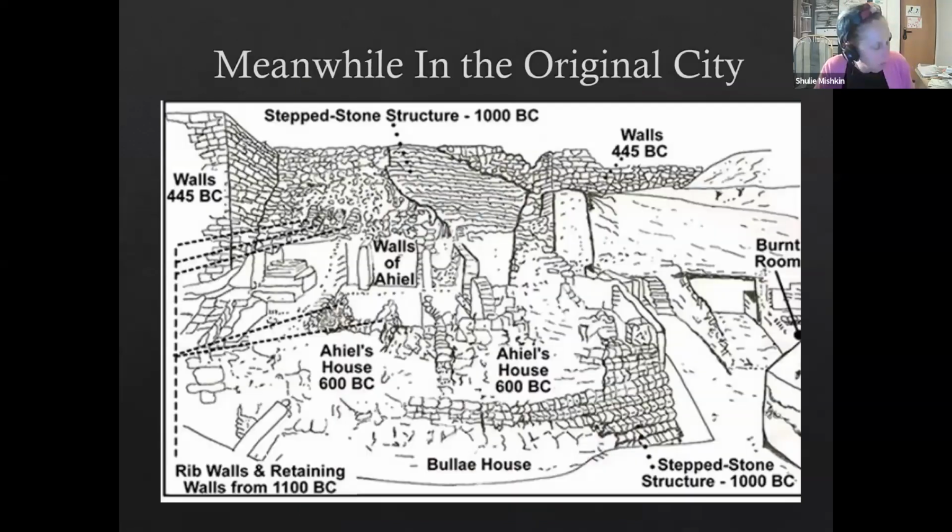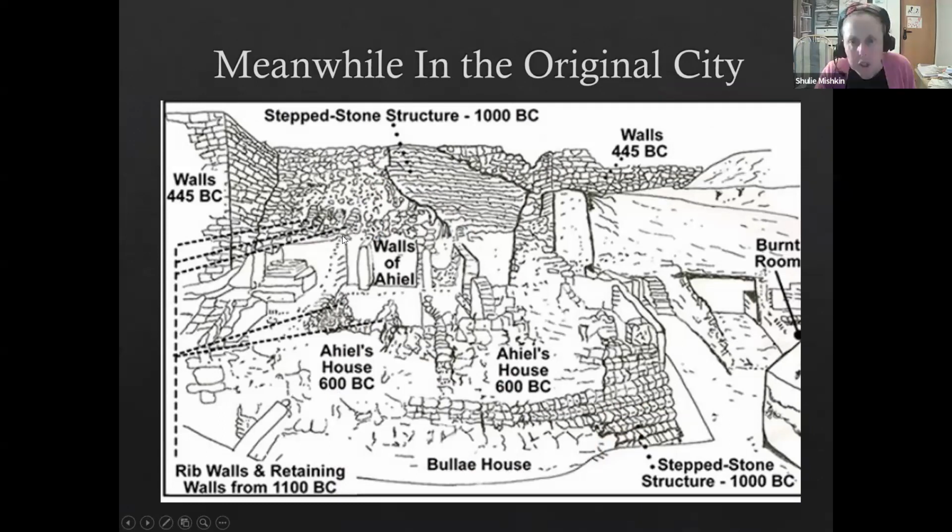Okay, let's go back to our Ir David, because the city stays, the focus of the city, the most important part of the city is still down there. Okay, and this is what we saw before, our stepstone structure, our house of Achiel, and our boule, our seals that are down here, and the evidence of destruction. Okay, so we are going to take a look at some of the pieces here.